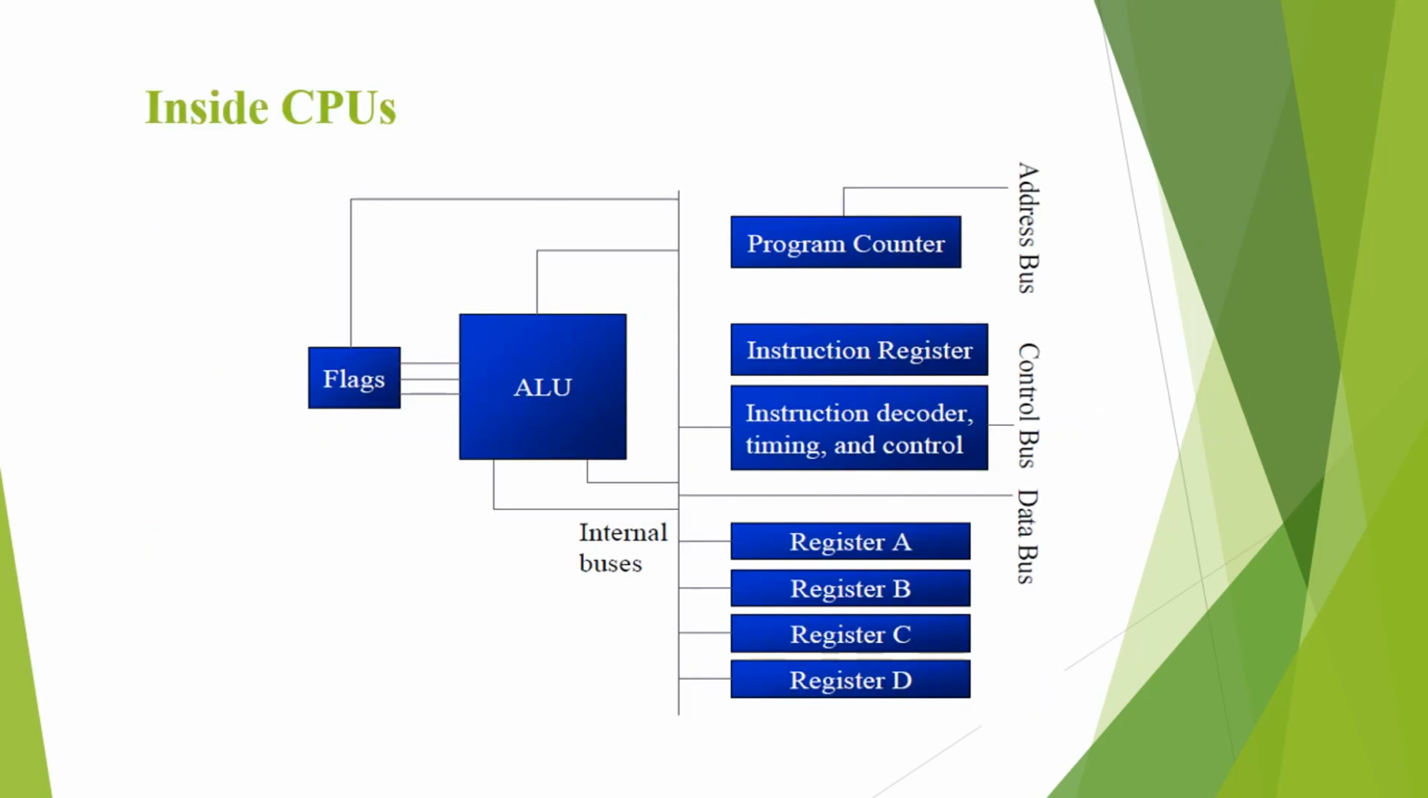The block diagram shows the inside of the CPU. We have the ALU (arithmetic logic unit), program counter, instruction register, instruction decoder, timing and control circuit, and the registers.